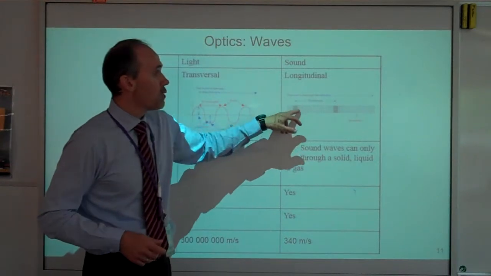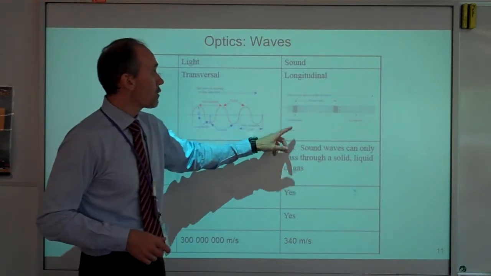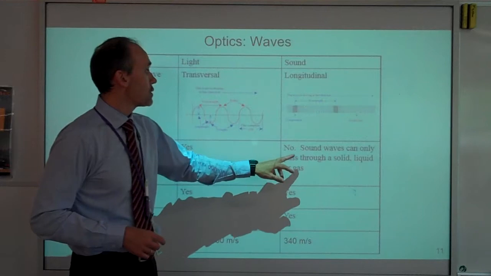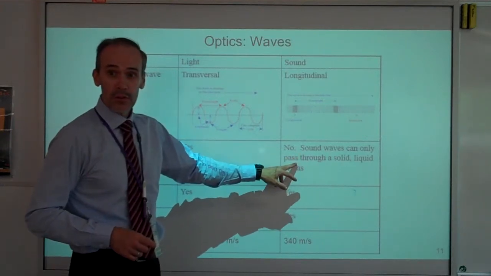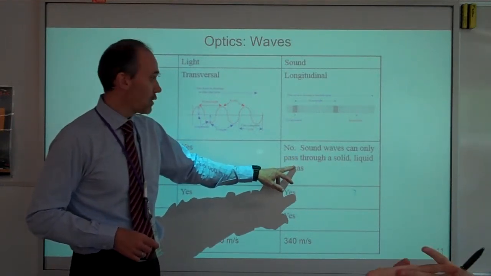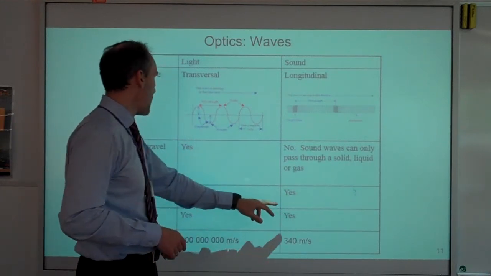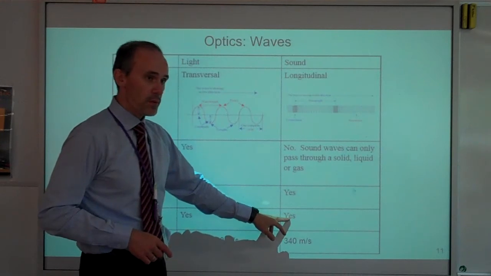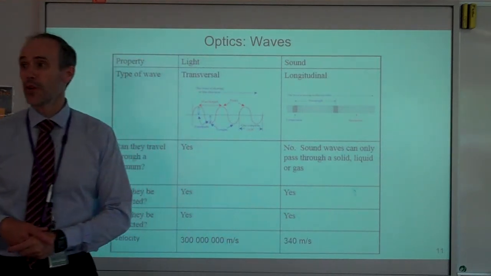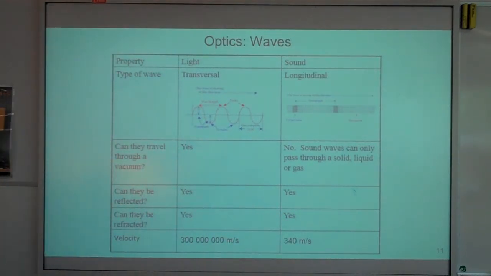Longitudinal waves move through the wavefront. They can only go through a solid or a liquid or a gas, not a vacuum. Plasma? Maybe a plasma. Can be reflected? Yes. Can be refracted? Yes. 340 meters per second.